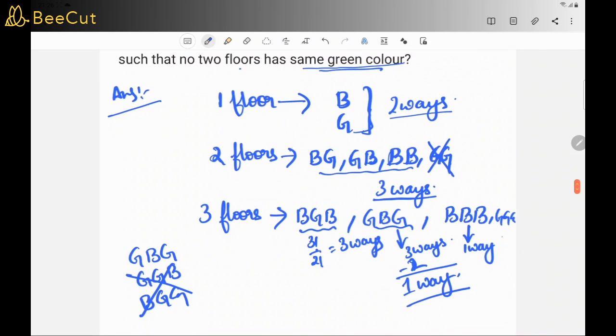Now assume that the building had 3 floors. So the first floor I will color with blue, followed by green, followed by blue. Now this can be arranged in three ways, 3 factorial ways.